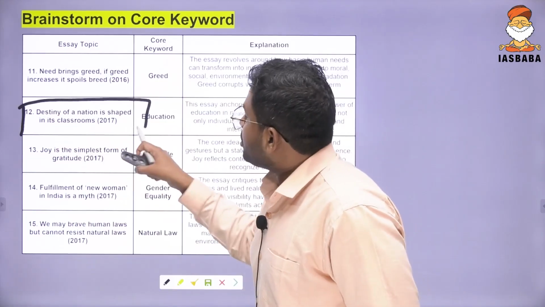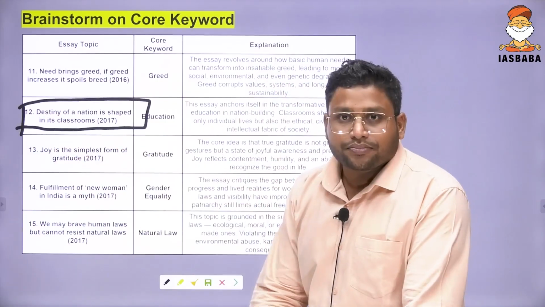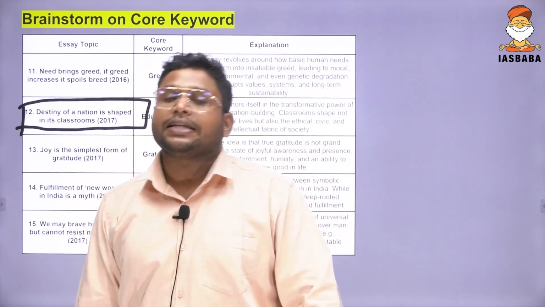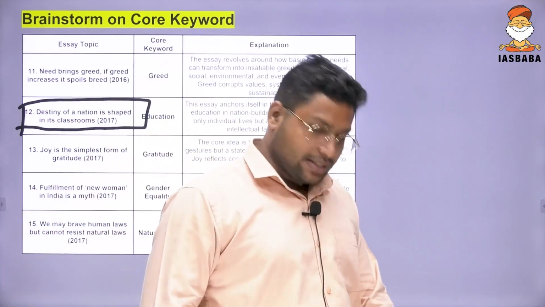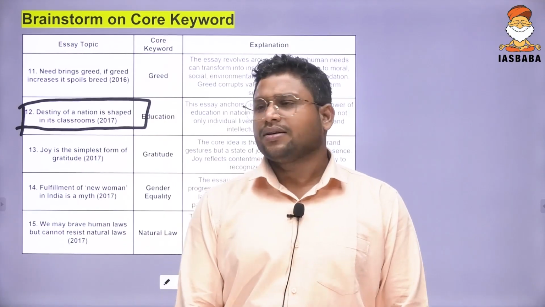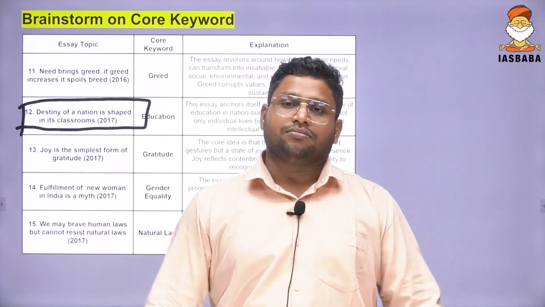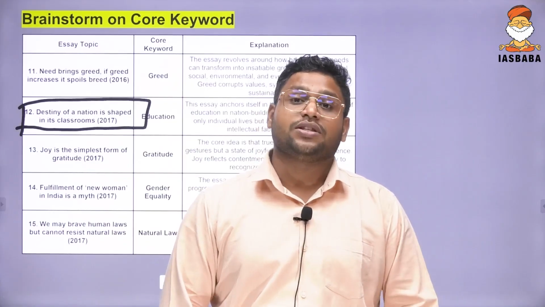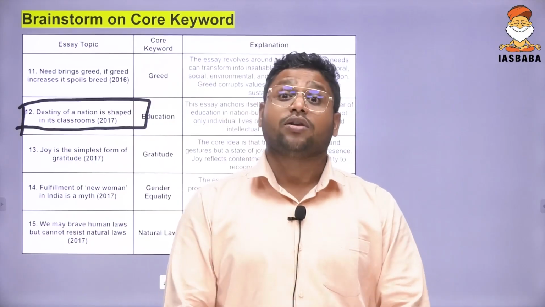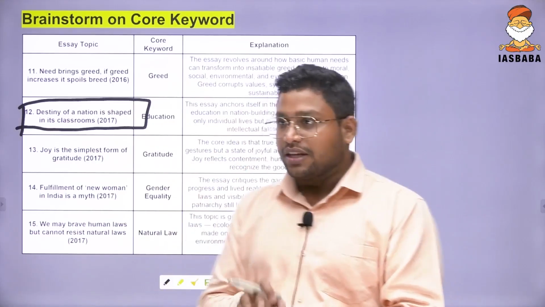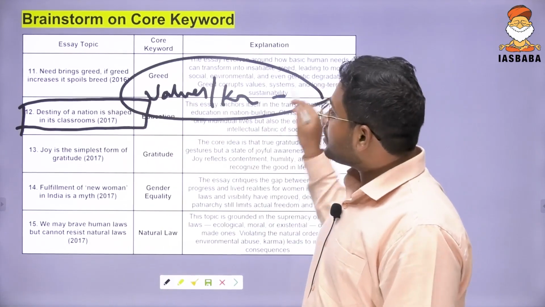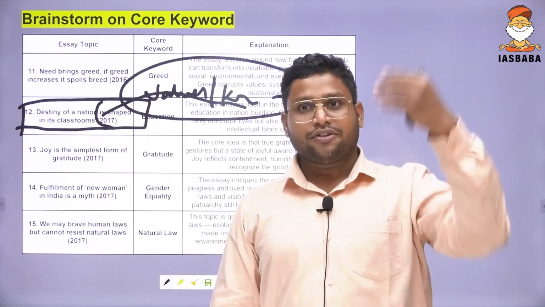Next, destiny of a nation is shaped in its classroom. Have you studied this? Is it easy for you to understand? Easy, very easy. Destiny of a nation. What the nation will see after a few years. What kind of society this nation will have, what kind of people we will have, what they will do, what will be their value system, everything depends on the values inculcated, the knowledge inculcated, whatever schools are teaching right now, that's going to decide the future.